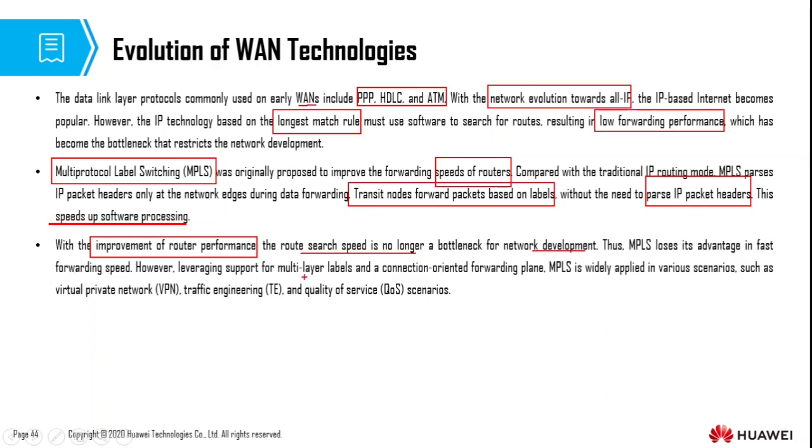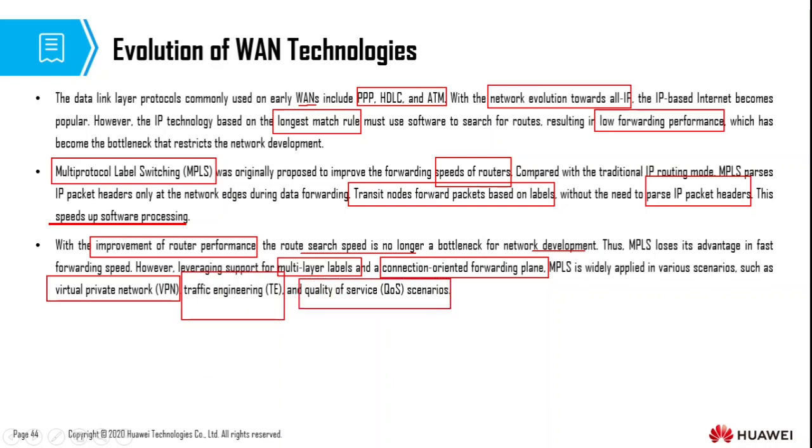However, leveraging support for multi-layer labels, so there's what we call multi-layer labels, and a connection-oriented forwarding plane. So IP is connectionless when you're forwarding using IP, but when you're forwarding using labels, then it's connection-oriented. Now, MPLS is widely applied in various scenarios, such as virtual private networks. When we want to create VPNs, we use MPLS. It's also used for traffic engineering and quality of service scenarios. So that's why MPLS is still in use to date.